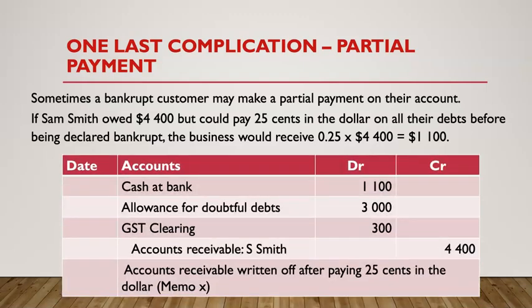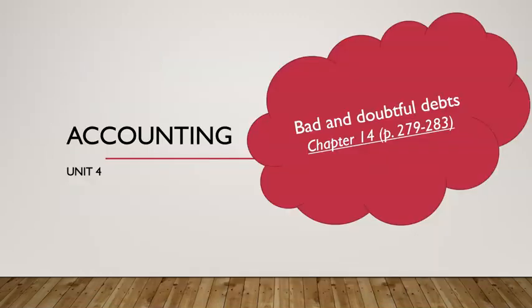So when this was then recorded, the accounts receivable of $4,400 would now no longer exist because it can't be paid back. It's no longer an asset. But we would recognize that we did get partial payment. So our cash, another asset, has gone up by $1,100. And then we continue on recording our allowance for doubtful debts and GST clearing here to recognize the crystallization of our prediction. And guys, that is how we record bad and doubtful debts as outlined in Chapter 14.